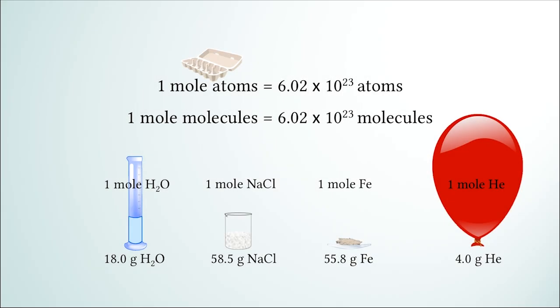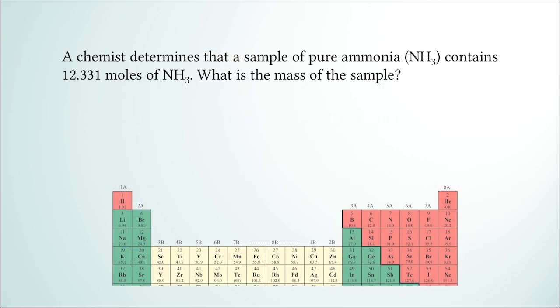After doing experiment 7.1 and completing the on-your-own problems that come after it, hopefully you have a better understanding of how to deal with the concept of moles. But often, chemists will not convert from grams to moles, but the other way around. They have the number of moles in a sample and need to figure out the mass of that sample. Let's try that together. A chemist determines that a sample of pure ammonia, NH3, contains 12.331 moles of NH3. What is the mass of the sample?